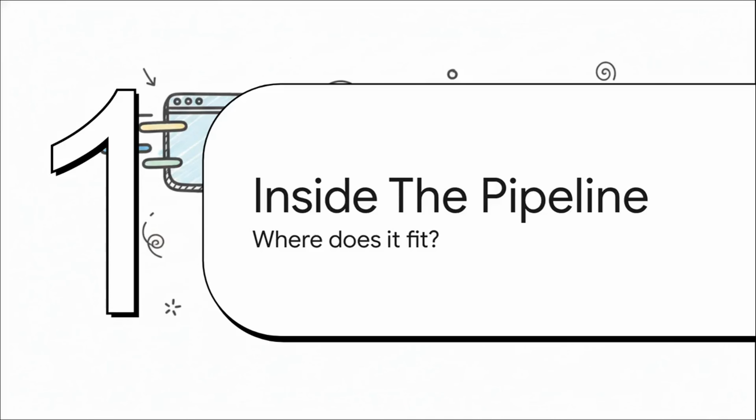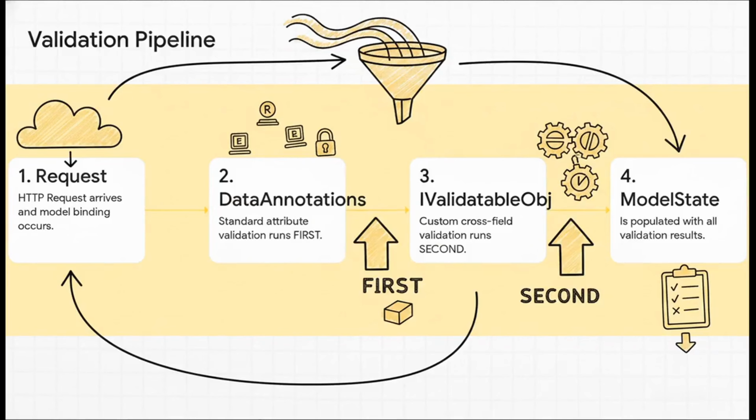Okay, so we know what it is, but to really use it right, you have to understand when it actually runs. So let's take a look at where this fits inside the whole ASP.NET Core validation pipeline. Now, this sequence is absolutely critical to understand. An HTTP request comes in, ASP.NET Core binds the data to your model, and then step 1, it checks all of your standard data annotations like Required and StringLength. Only if all of those pass does it then move on to call the Validate method from IValidatableObject. So think of it as the second, more powerful stage of validation.